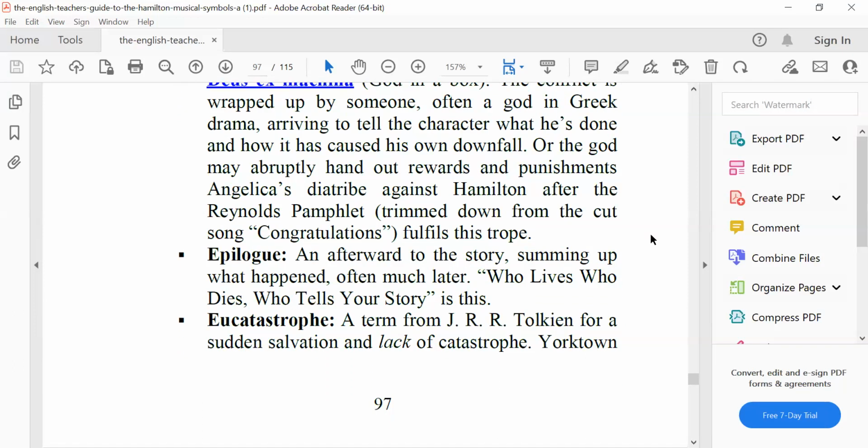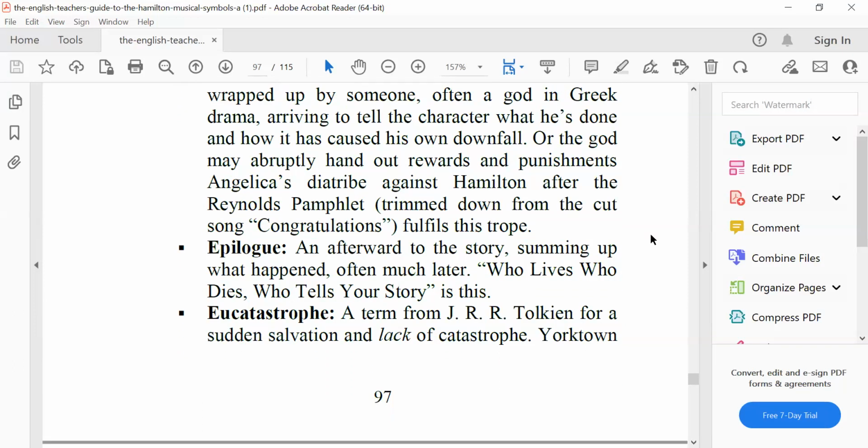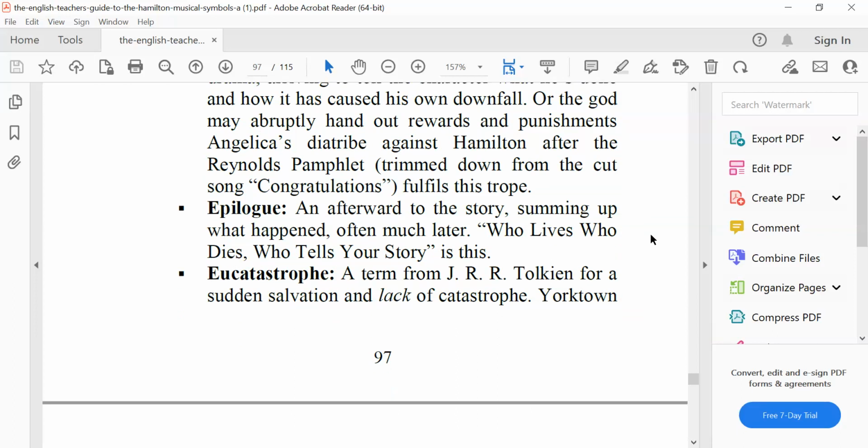In Hamilton, we get a bit of this because Angelica shows up to wrap up the Reynolds pamphlet. There is a longer version called Congratulations, where she just shows up, and again, you made the wrong choice. Here's what's going to happen. You and I are not having an affair. I'm siding with my sister. Here's your punishment. An epilogue, an afterword, what happened in the decades that followed. We get that.